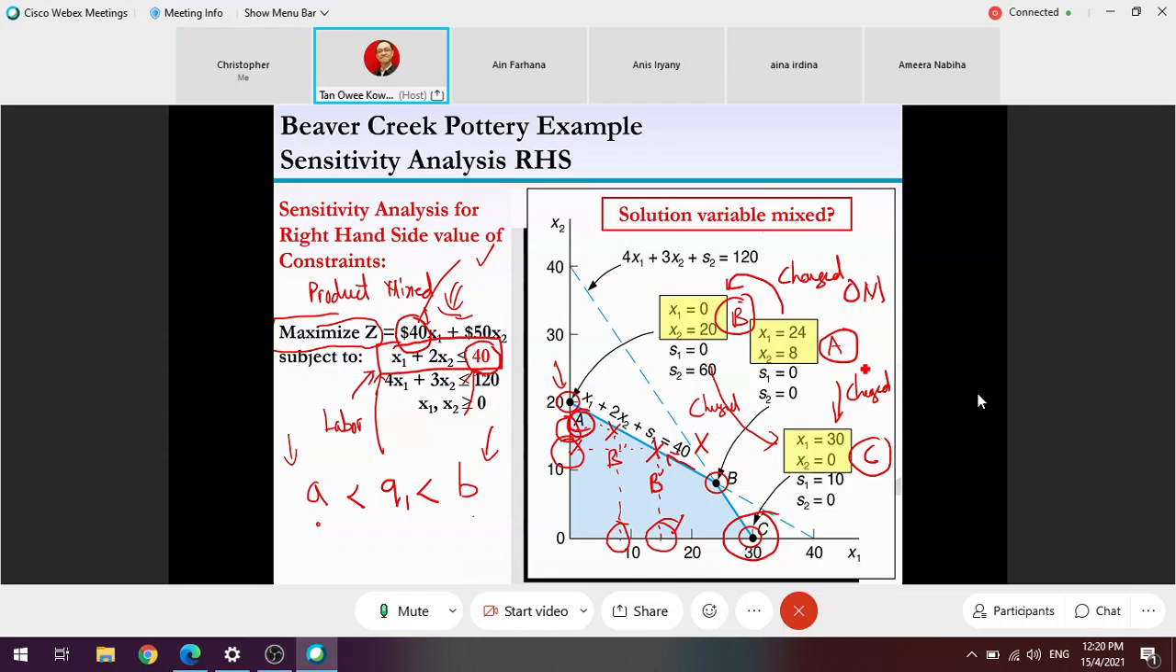A, oh, okay. You're right. A and C, because I wrote this one wrongly. Hey, Chris, you're right, because I wrote this wrongly. Because this is A, right? So it's A and C.